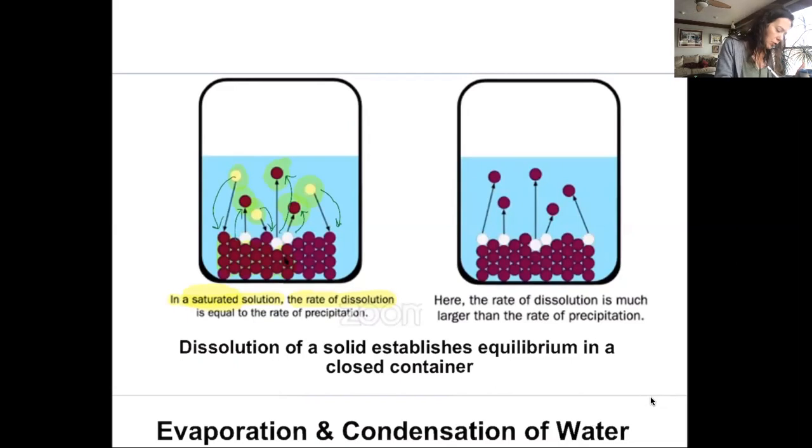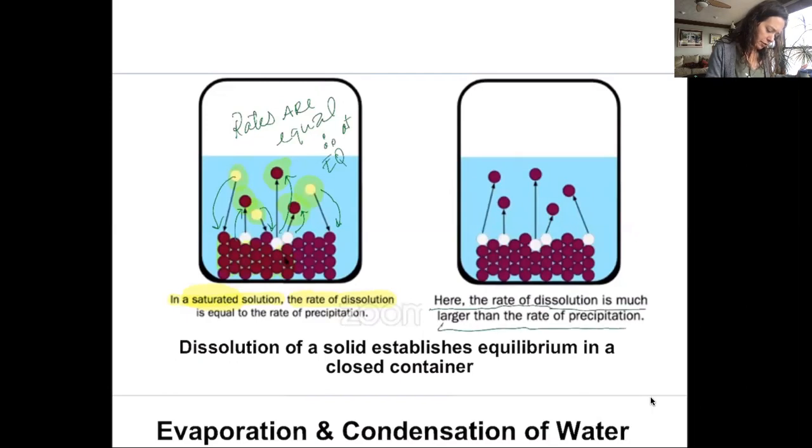All right, these rates are equal, right? Three leave, three return. Therefore, at equilibrium, right? Therefore, at equilibrium here, the rate of dissolution is much larger than the rate of precipitation. So we've got a guy leaving, we've got a guy leaving, and so on. This is not at equilibrium, right?